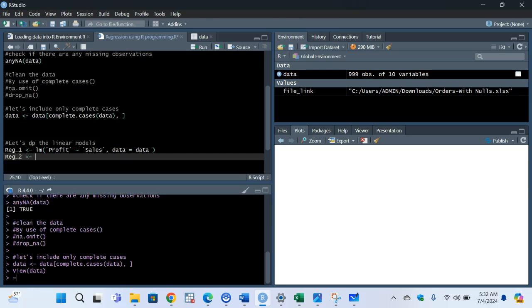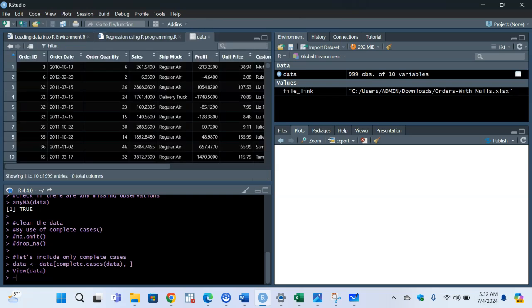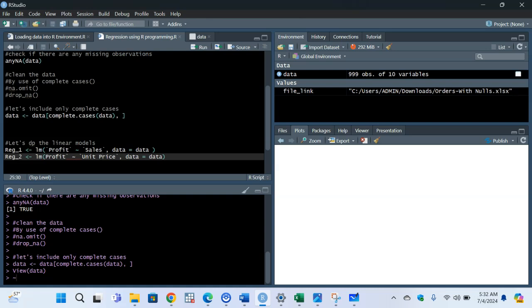Regression model 2, which is also a linear model. Profit, you can actually copy this and then change the variable. That is profit, but this time round we run against unit price. I'm hoping that is the name of the variable. Unit price, yes.